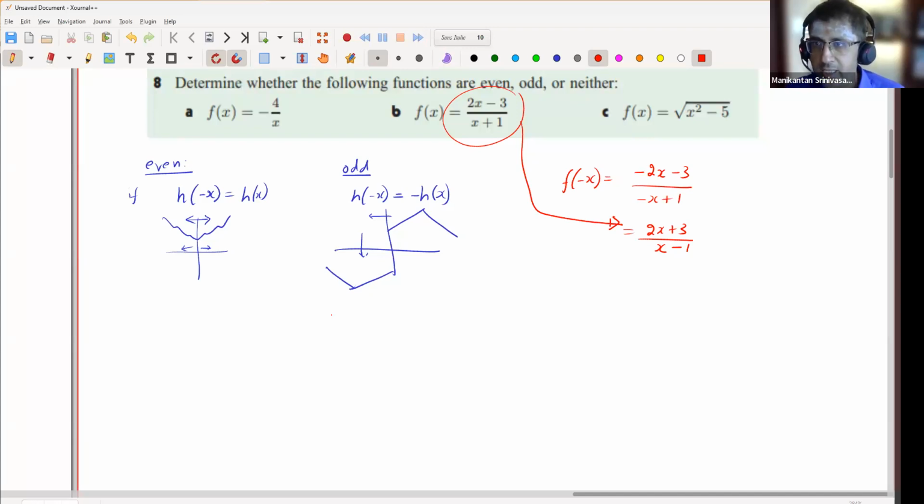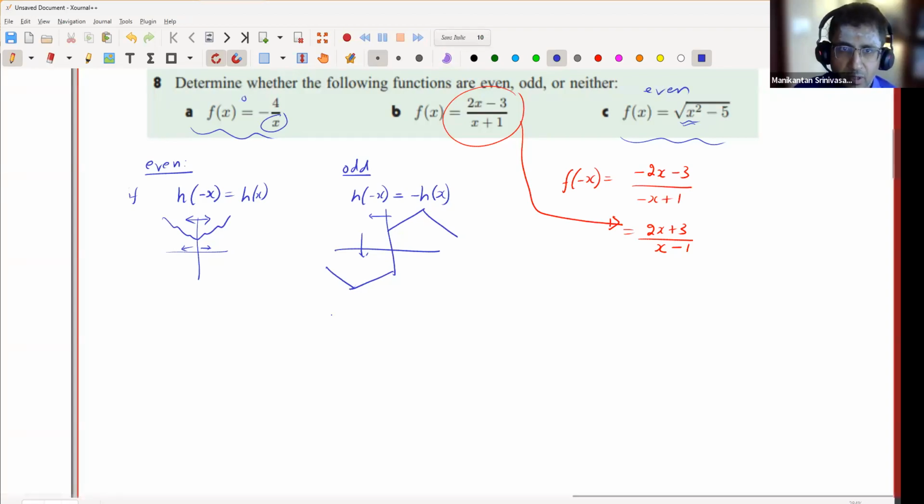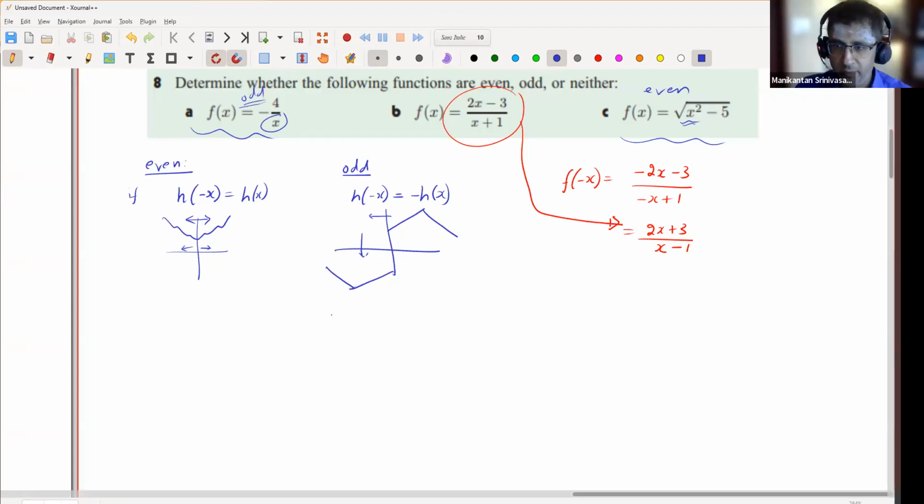Does it make sense? Sumer, while you're here, between A and C, can you tell me quickly, just by inspection, which is even? So I think A is just odd, so I guess C is even. Yes, A is odd because when you swap x, the sign changes. And C is even because whether it's x square or minus x whole square, it's going to be the same thing. You're right. So this is even, this is odd, and the B one was neither even nor odd.